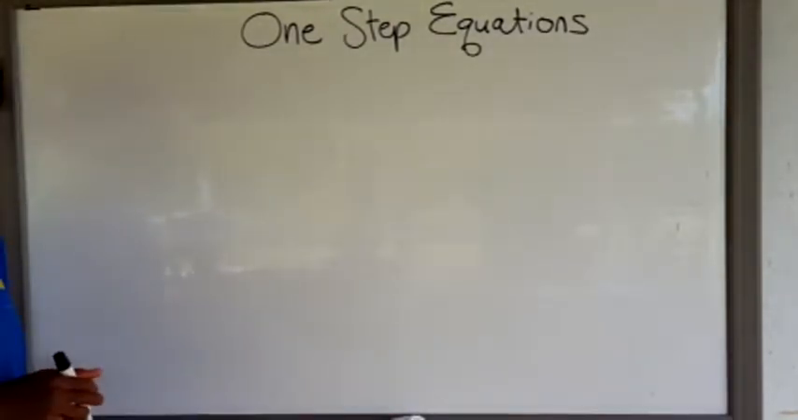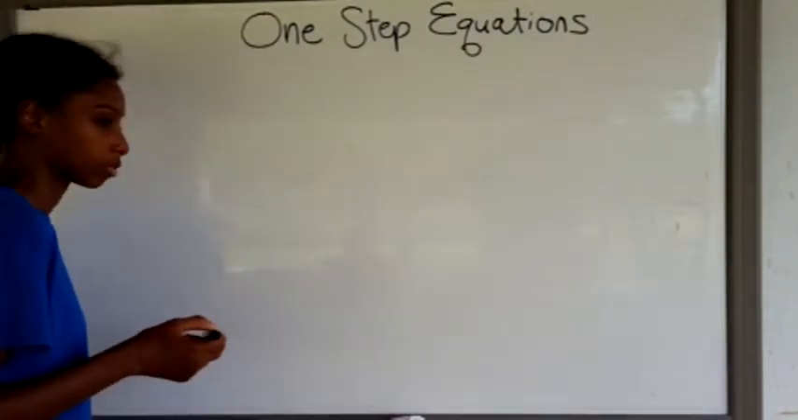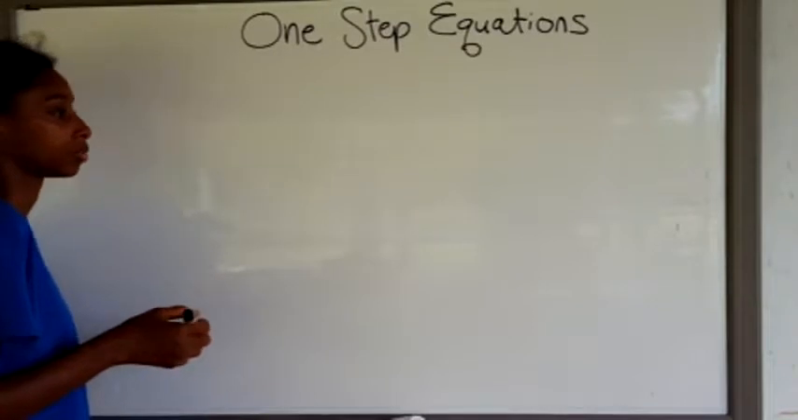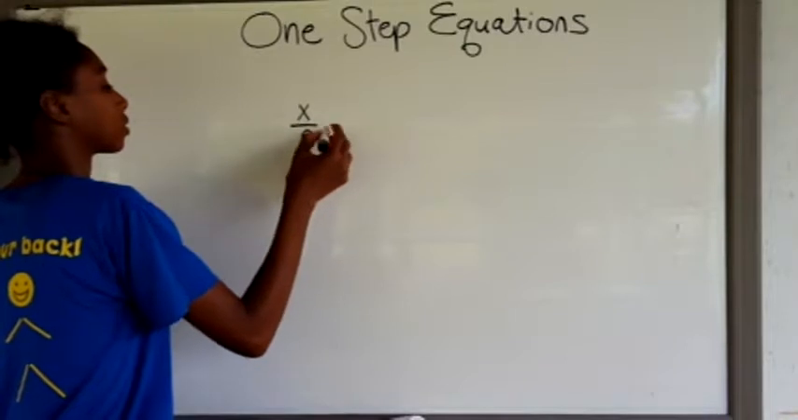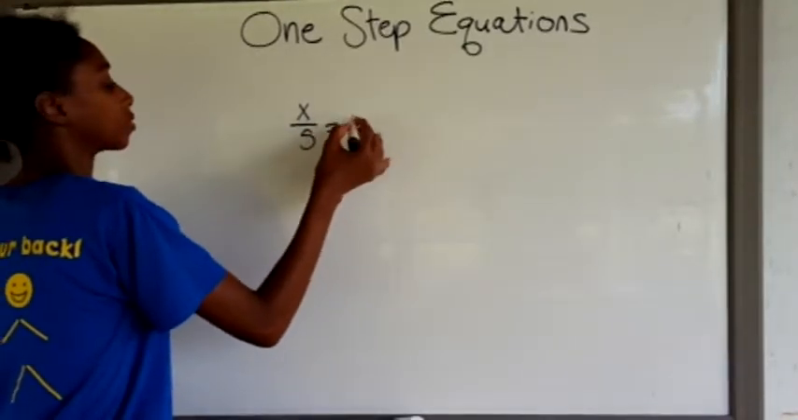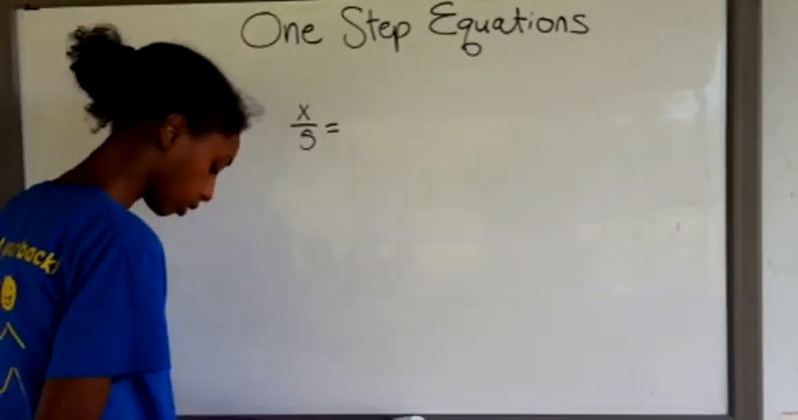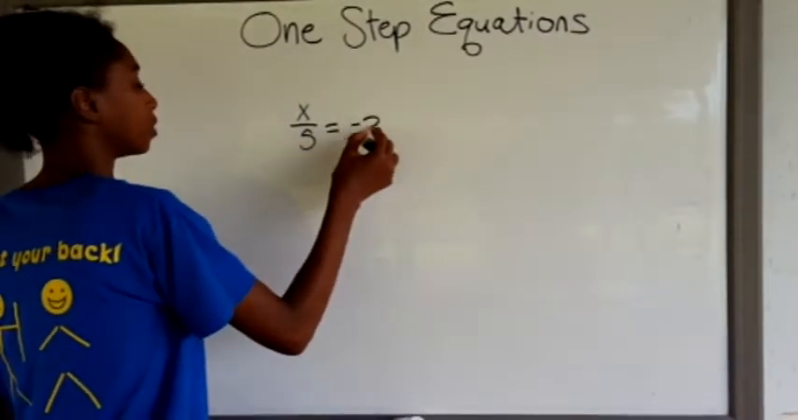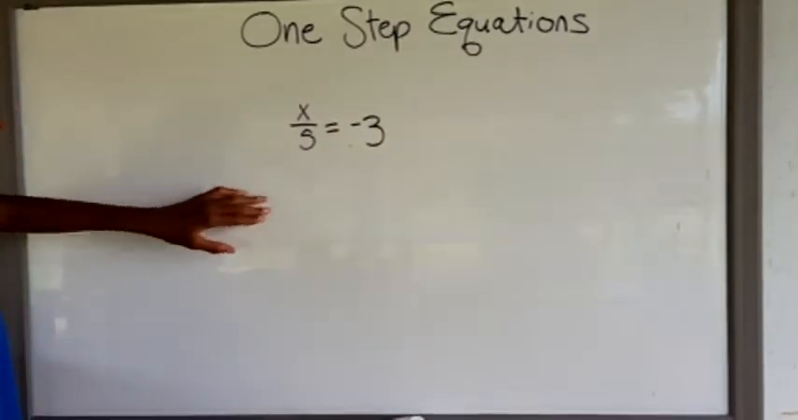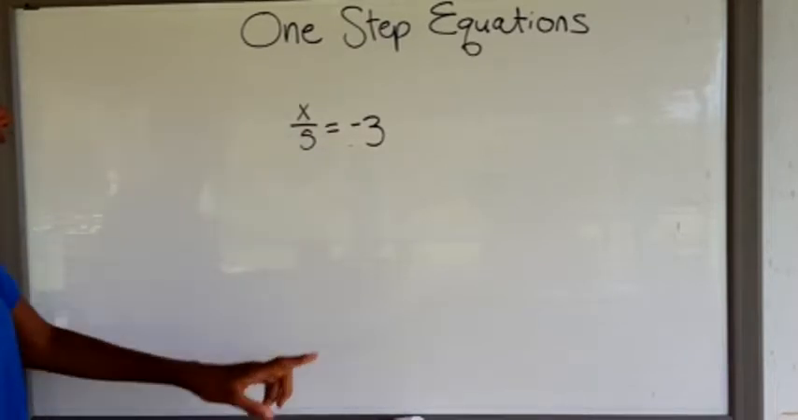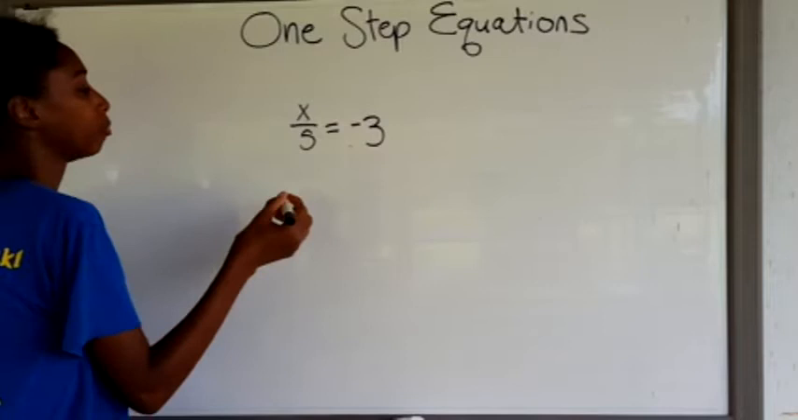In division problems, we get rid of the denominator by multiplying on both sides. For example, consider our next example. x over 5 equals negative 3. Alright, so with division, again we do the opposite. So we have x over 5, so what we're going to do is multiply by 5.